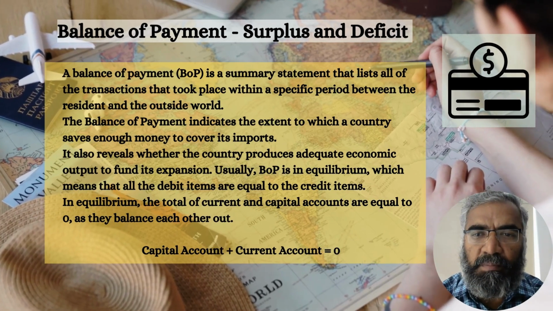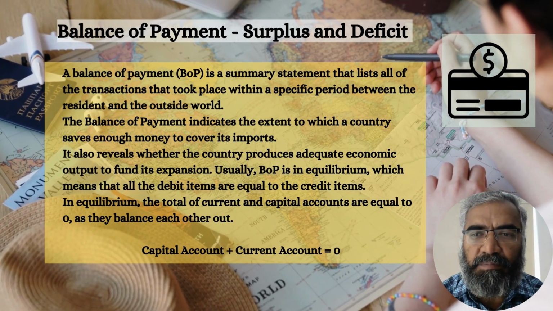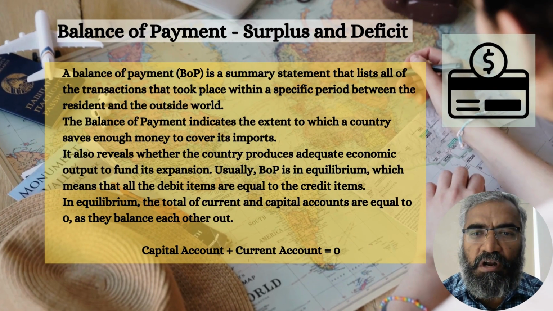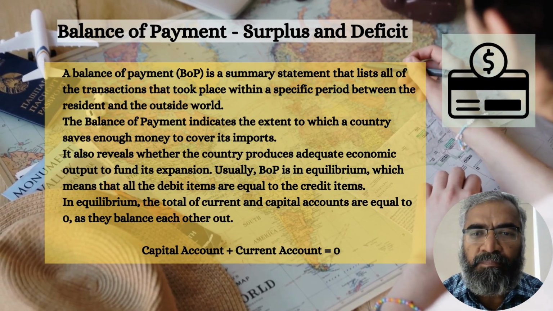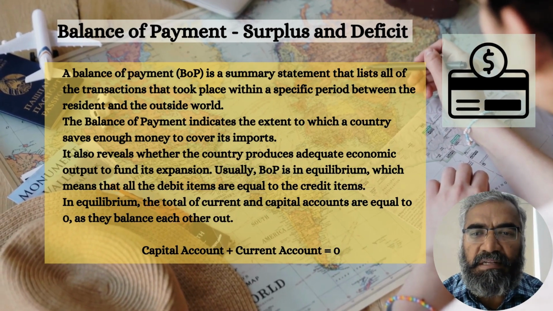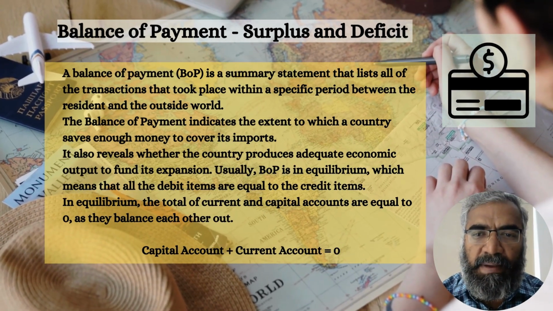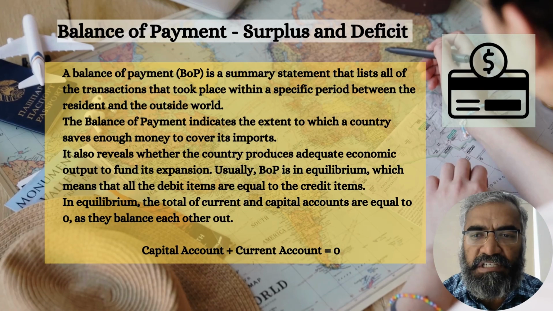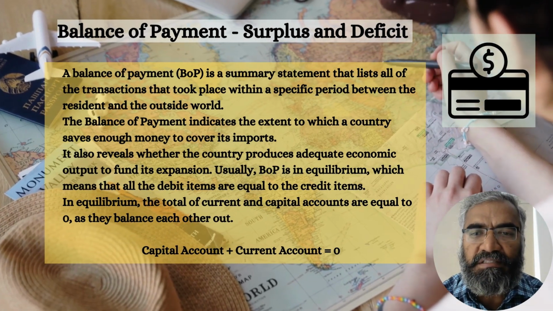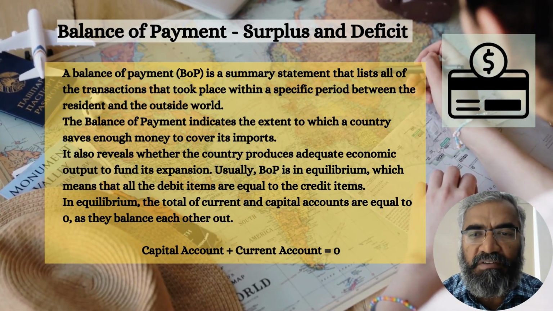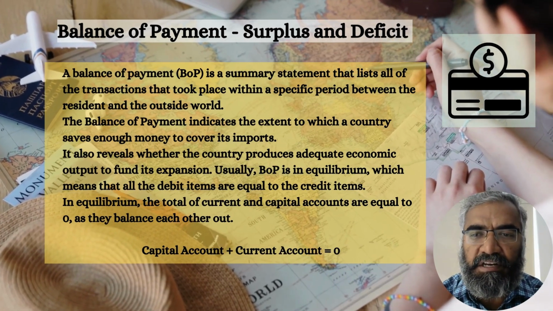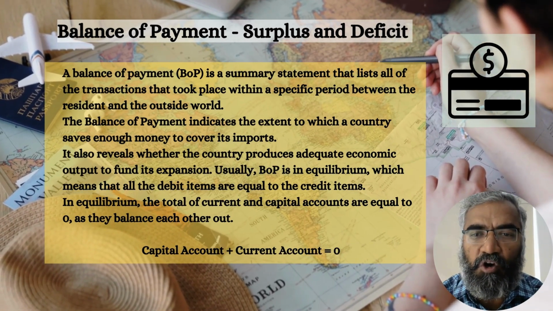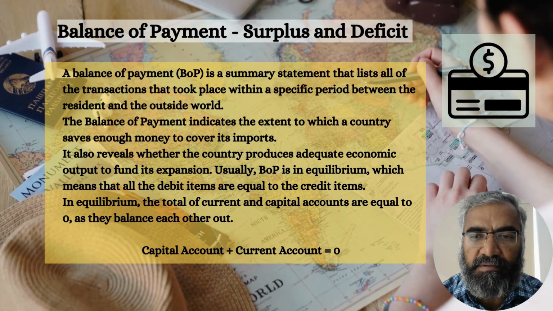A balance of payment (BOP) is a summary statement that lists all of the transactions that took place within a specific period between the residents and the outside world. The balance of payment indicates the extent to which a country saves enough money to cover its imports. It also reveals whether the country produces adequate economic output to fund its expansion.